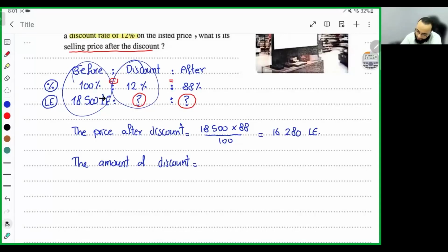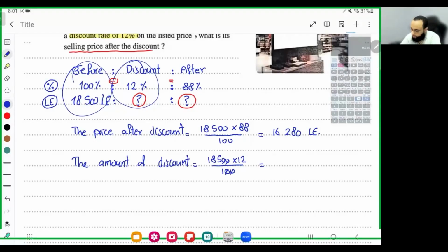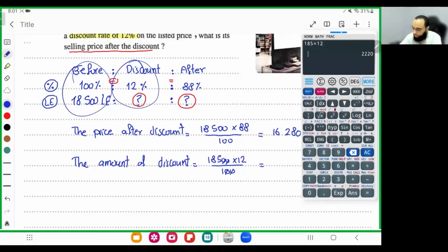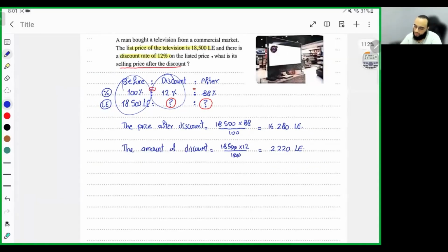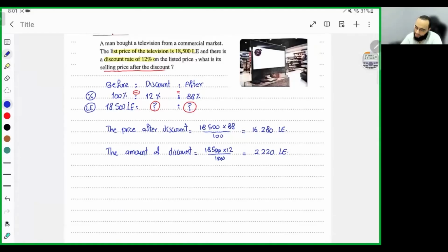What times what? 18,500 times 12 over 100. You can delete 2 zeros with 2 zeros. It's 185 times 12. It's 2,220. This is the amount of money you saved. So you saved 2,220 pounds. But he was asking only about the price after the discount. This is the answer. This was an extra step I did.